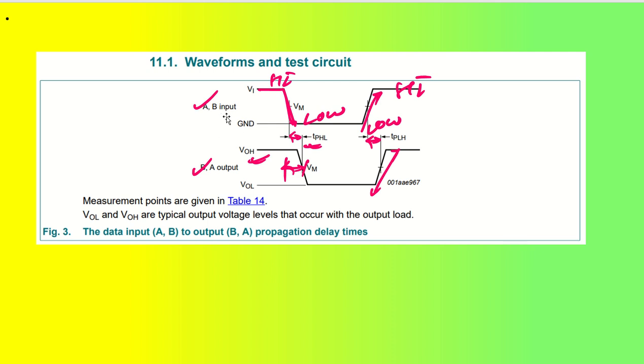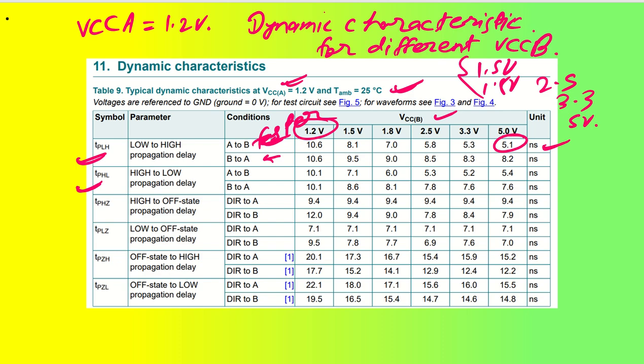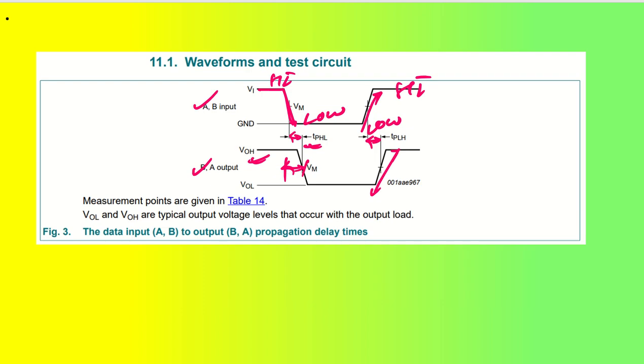Similar to that, we have B input and A output. If B is input, it works the same way. High to low it is going, so high to low it will come at the output also, but with a little bit of delay. This is what we just saw in the dynamic characteristics for 1.2 volt. Similar to that, there are different tables for 1.5 volt and other voltage levels. I am not populating them here, otherwise it will become very complex.